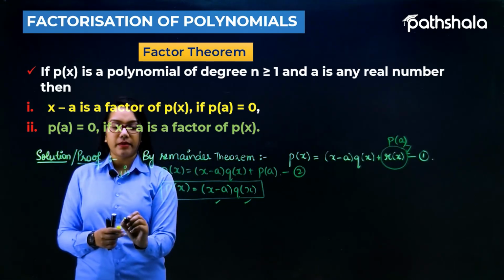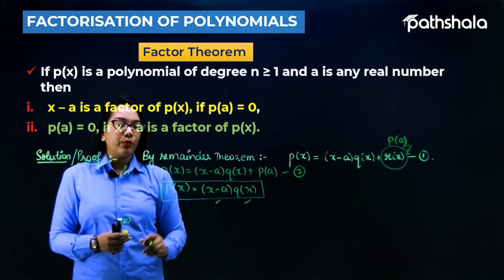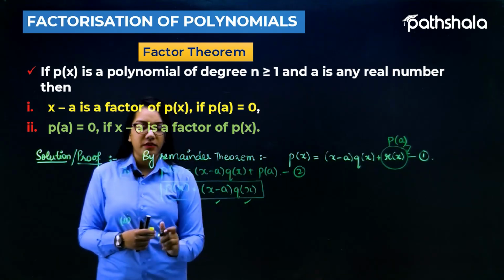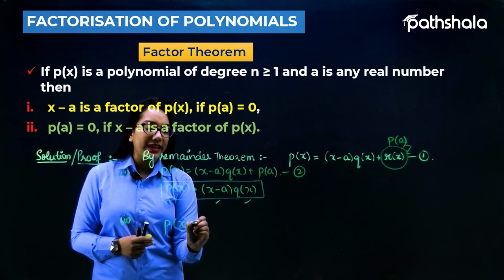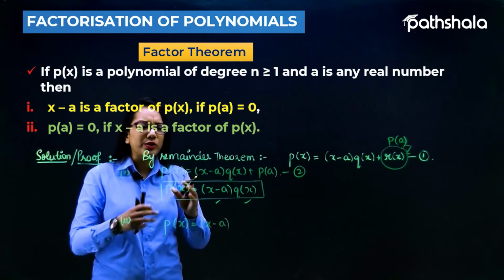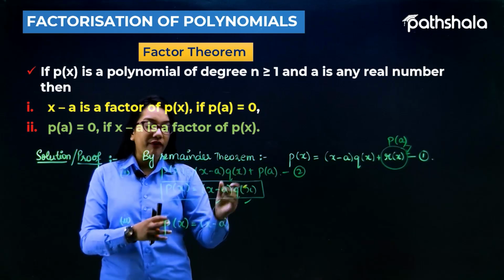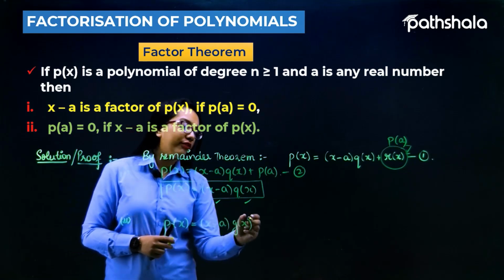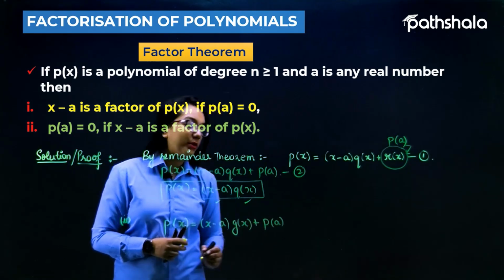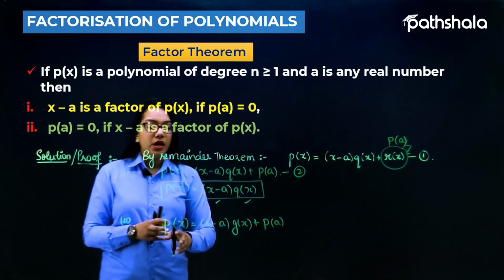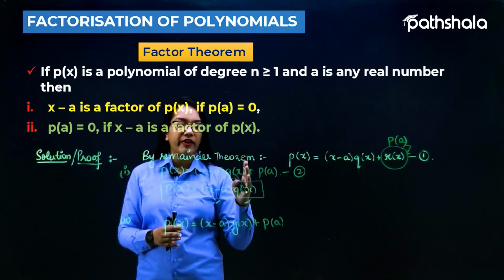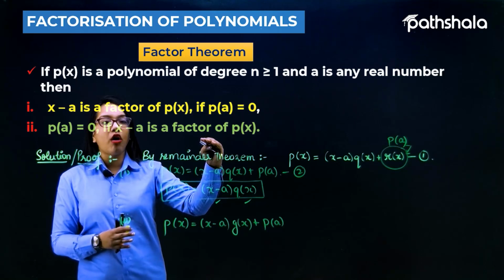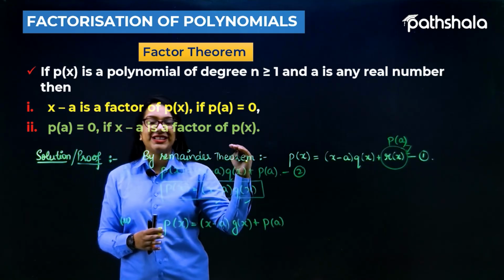So let's just talk about the second part. Again, with the help of the remainder theorem, I'm using equation number 2 again. We can say that p of x can be written as x minus a, and let us suppose I'm changing the quotient. I'm not writing q of x, I'm writing g of x. So x minus a into g of x plus p of a, where g of x can be any particular polynomial. So p of x can be written as x minus a, g of x plus p of a. So it says that if x minus a is a factor of p of x, then p of a should be equal to 0.